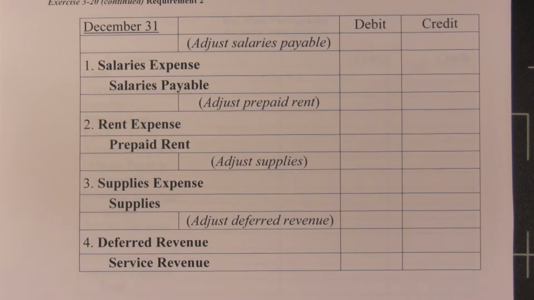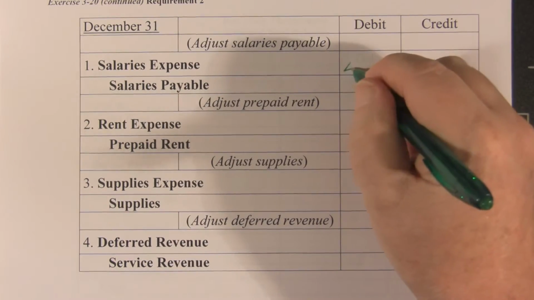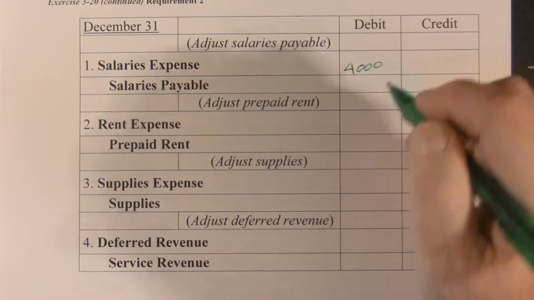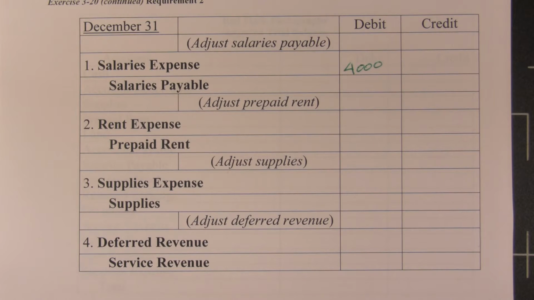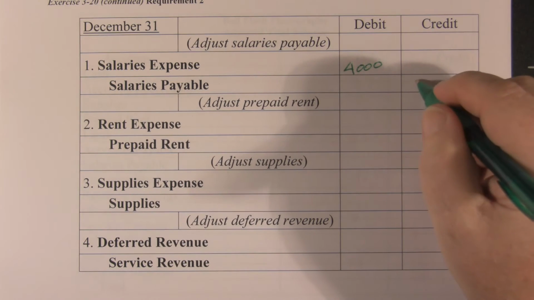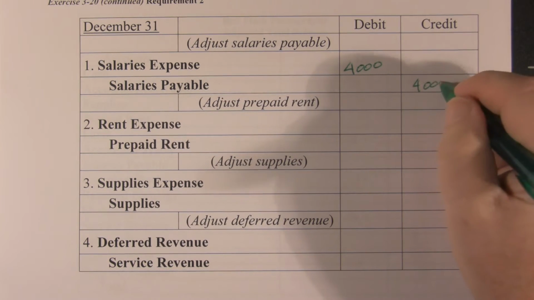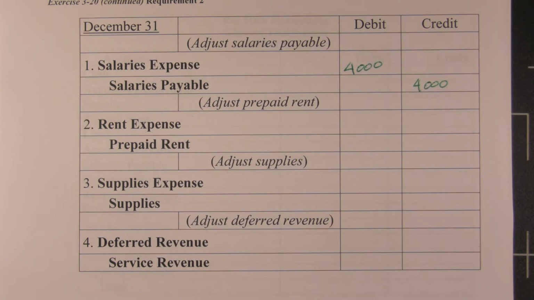We're recognizing the salary expense this year, $4,000 debit salary expense, and we'll pay them next year. That's a credit to salaries payable. Next, we're told that by year end, 3 months of rental space has expired.